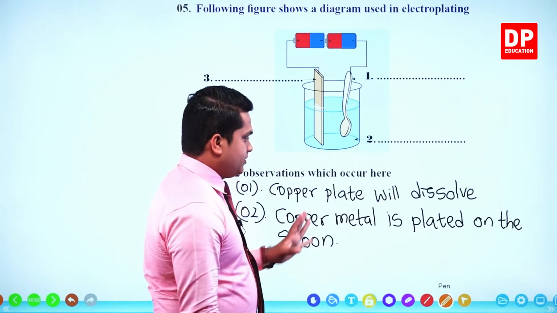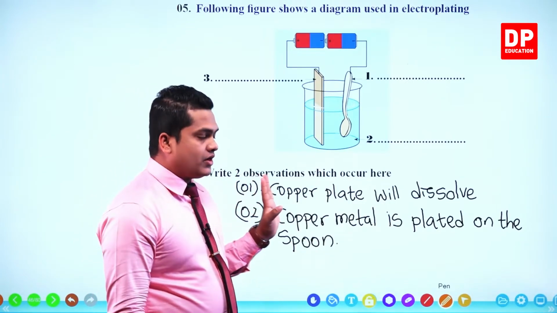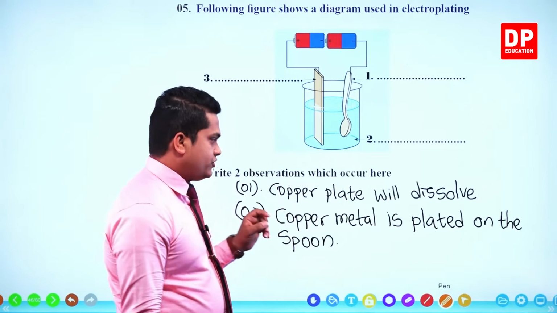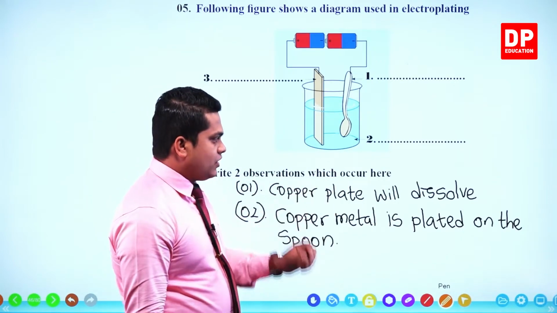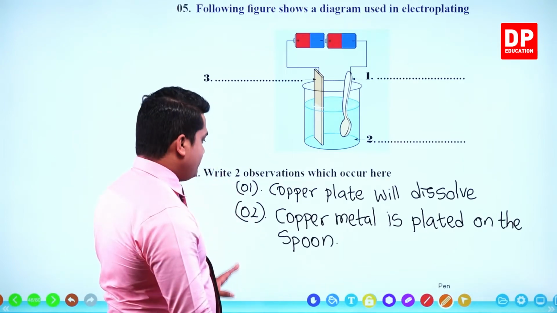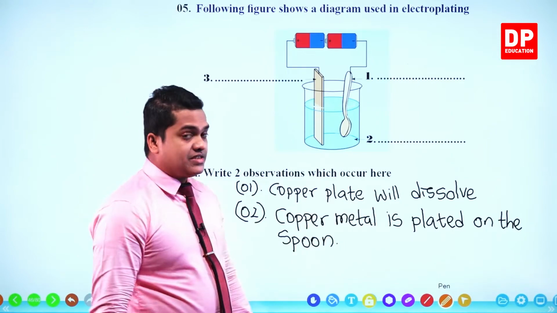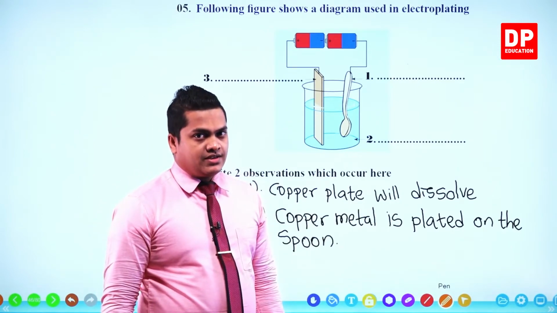Right, my dear children. As the question is asking only about 2 observations, I have written down only 2. The first observation is the copper plate will dissolve. The second one is copper metal is going to be plated on the spoon. So these are the 2 main observations that we can see.